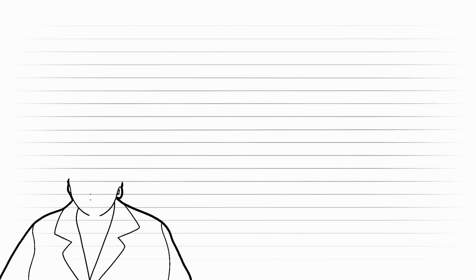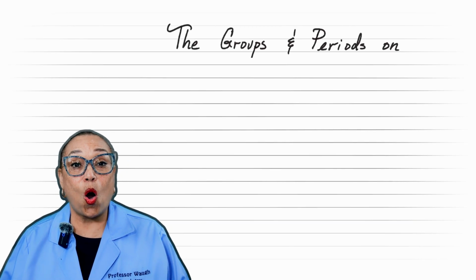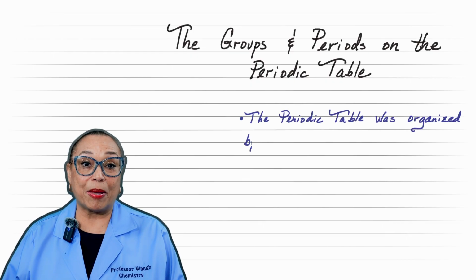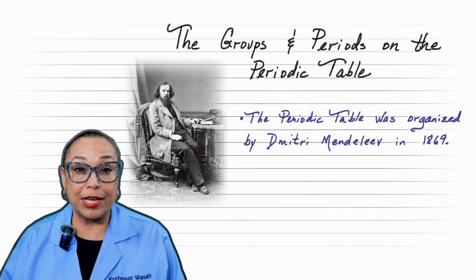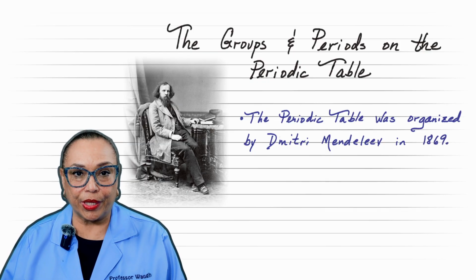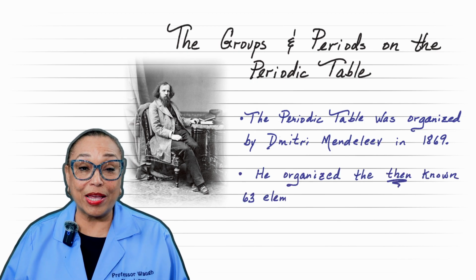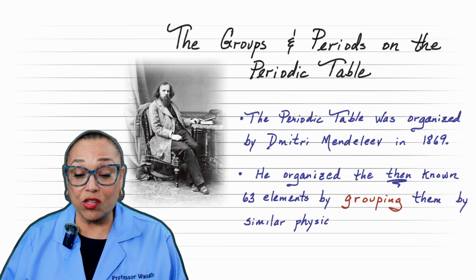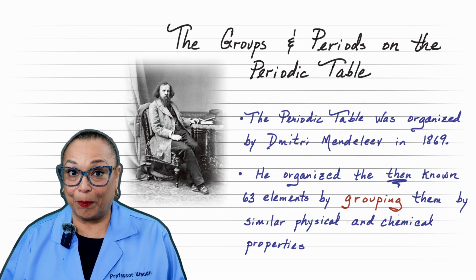Thanks. Okay guys, let's talk about the groups and periods on the periodic table. Now, the periodic table was organized by Dmitri Mendeleev in 1869. No, I was not born then, okay? He organized the then known 63 elements by grouping them by their similar physical and chemical properties. So he grouped them. Very important word.